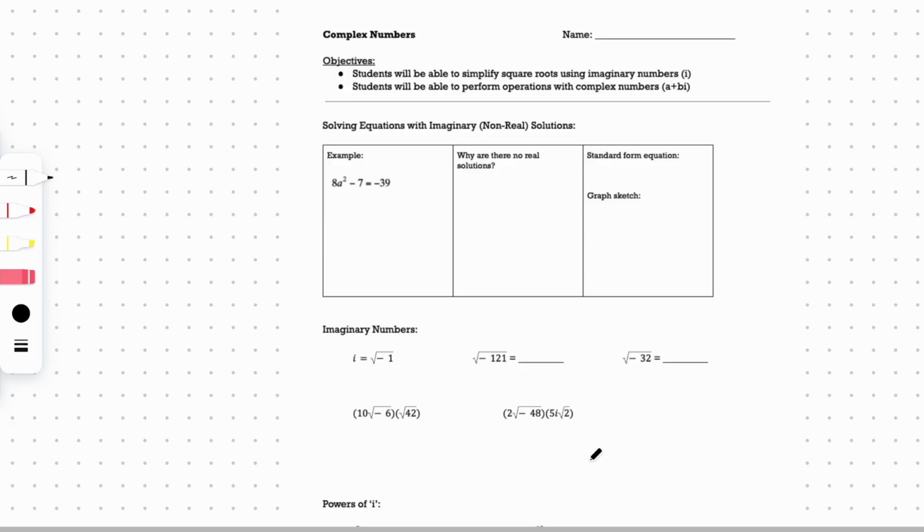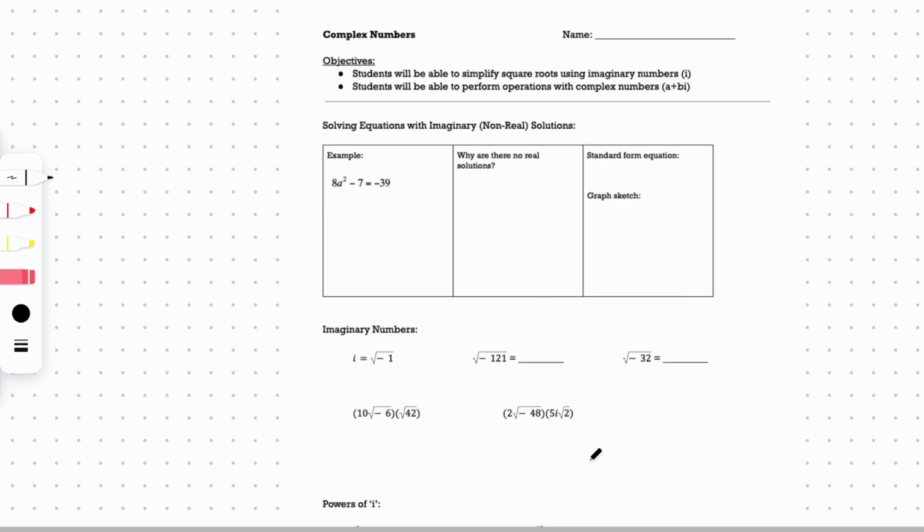It's Ryan. Today we're going to be going over complex numbers. If you remember in the last lecture I did on solving quadratics by square roots, I mentioned this number i. It's kind of an elusive concept, but we're going to dive into imaginary numbers and complex numbers. Our objectives are to simplify square roots using imaginary numbers and also perform operations with complex numbers.